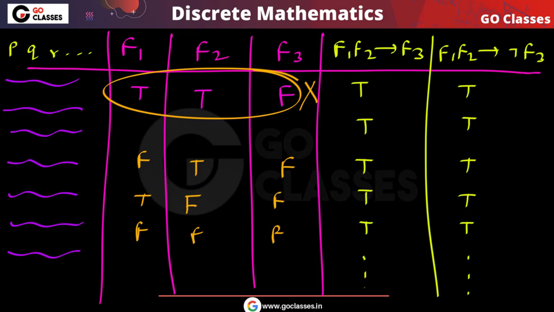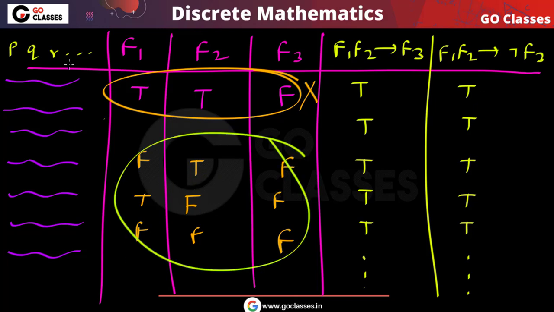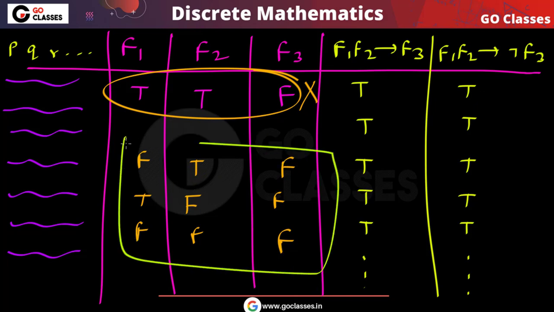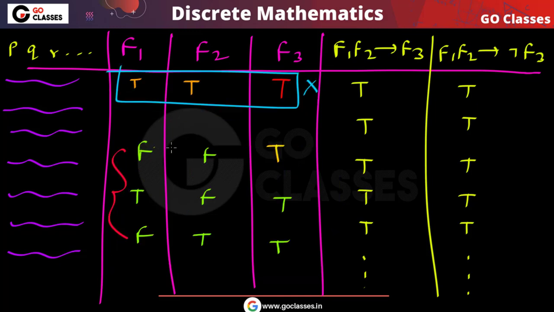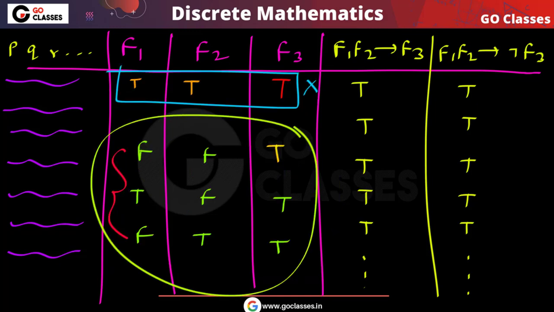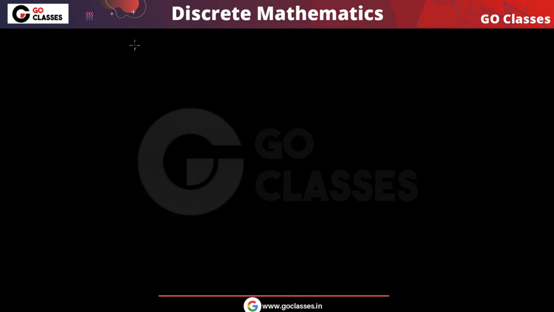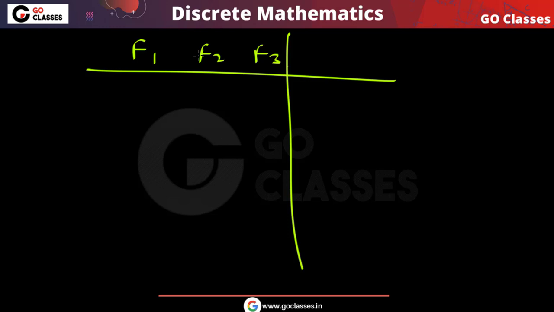Okay, so these are possible. These are definitely possible. Okay, so these are possible, or I can say these are possible. So what is not possible? This is the point. f1 f2 f3, what is not possible?